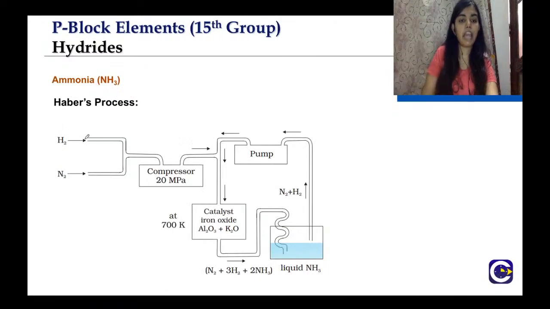Here, hydrogen and nitrogen are in gaseous form. So we supply them, and the compressor turns them into liquid form, then you provide the catalyst here and it will lead to the production of ammonia, okay.